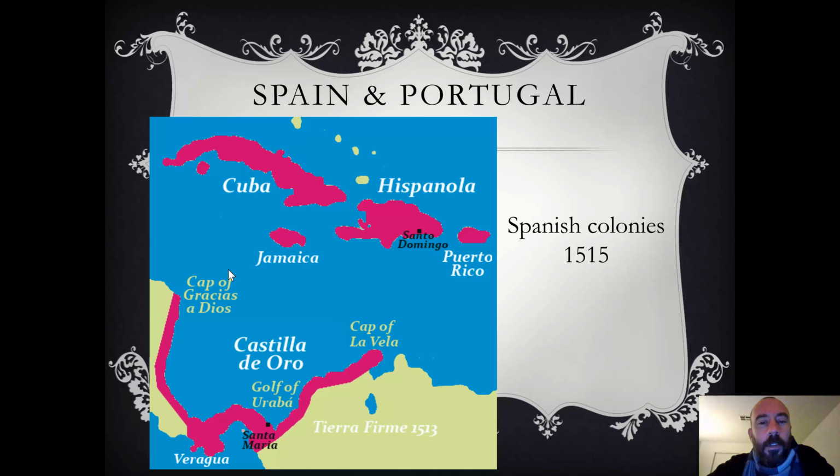So just to give you a timeline and an extent of colonization. Starting first with Spain and Portugal, by 1515, these were the Spanish colonies in the Americas. Hispaniola, which is the island that has Haiti and the Dominican Republic. This was the first place that Christopher Columbus landed. You've got Puerto Rico, Jamaica, Cuba, and also parts of the Yucatan, Central America, and the northern coast of South America.